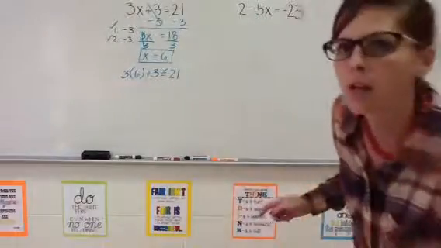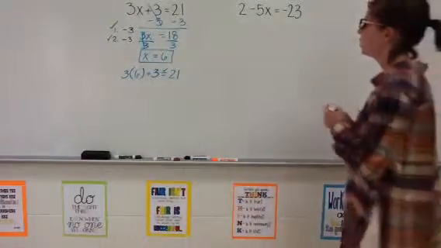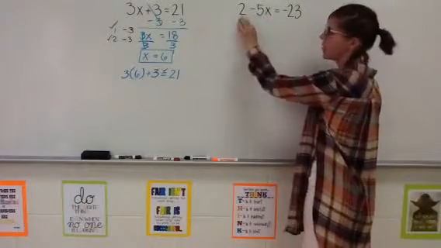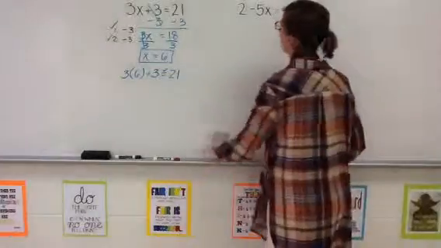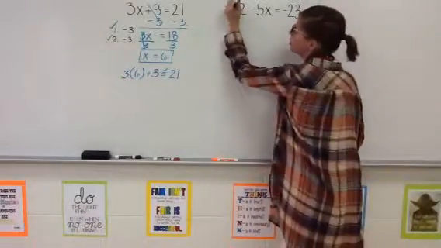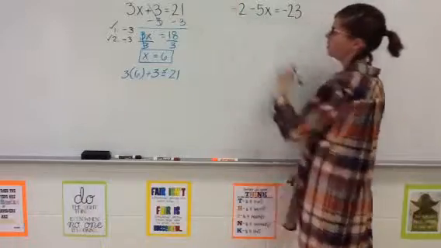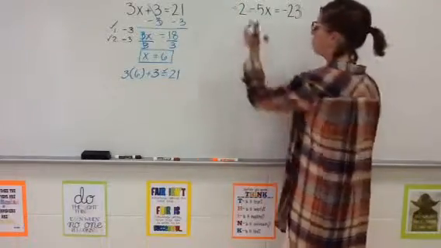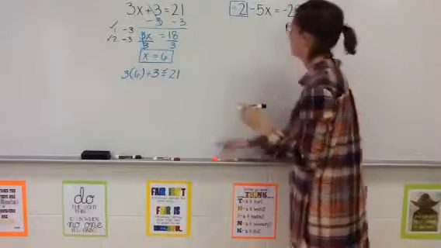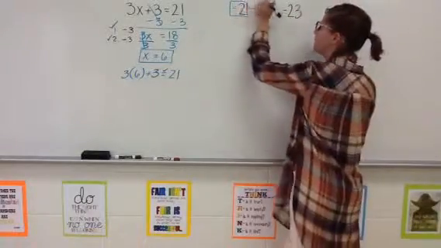Okay? Let's try another problem. Looking here, I have the variable term and the constant term switched. That shouldn't stop us from being able to see and recognize our two steps. Remember that there's an imaginary plus sign out in front of that too, and that when we did these before, like on Thursday, and we combined like terms, their signs went with them.